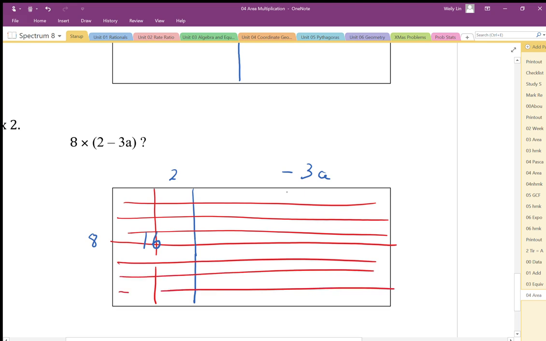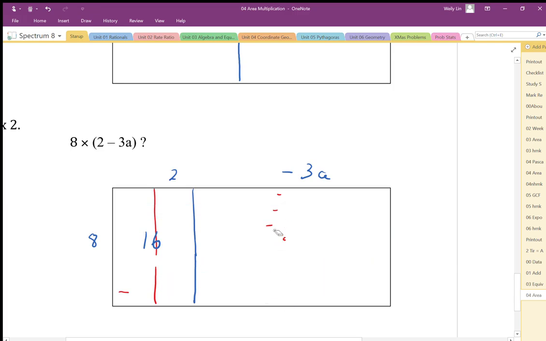Okay, and each one of these layers is -3a. Each one of those is going to be a layer of -3a. So when we add that all up, that's really just -24 groups of a. So again, if we want, we can draw all the little bits and pieces in there like this, but we can start generalizing this and saying that this is going to be 8 times -3, which is -24 groups of a. And then that's it.